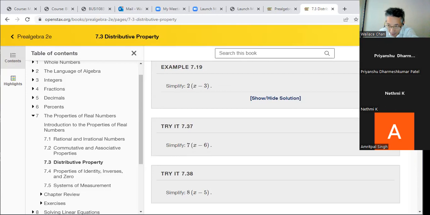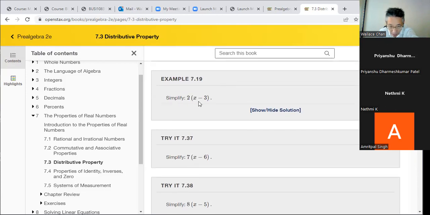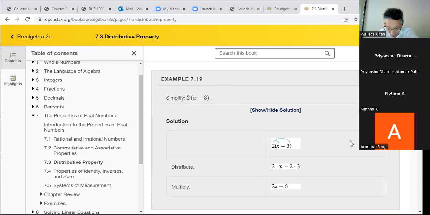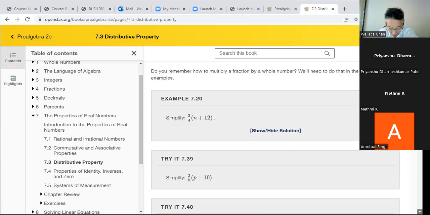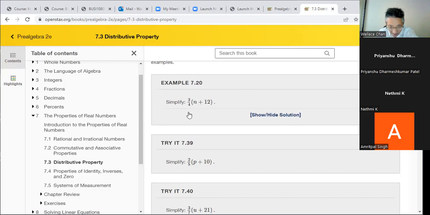Now, how about this one? This time it's a mixture of variable and number. So 2x minus 2 times 3 is 6. So it's 2x minus 6. Now, how about this one? This one.